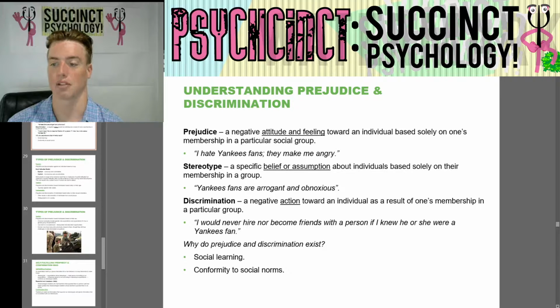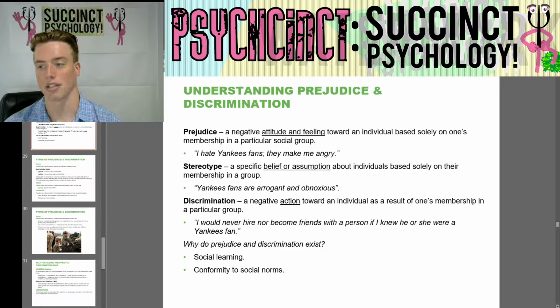Now, discrimination is a negative action. So that's the difference between discrimination and prejudice. Prejudice is an attitude or feeling, while discrimination is an action. So it is a negative action toward an individual as a result of one's membership in a particular group. For example, I would never hire nor become friends with a person if I knew he or she were a Yankees fan. That's an action.